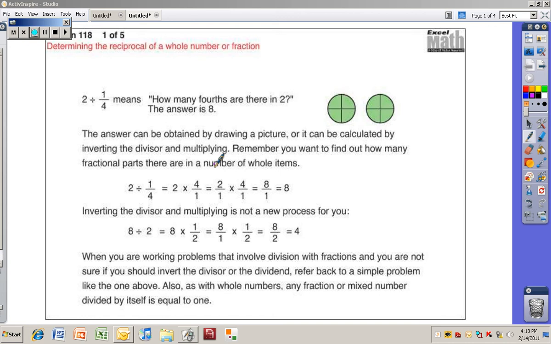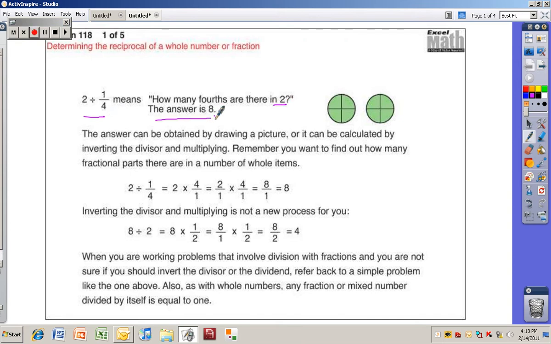Sixth grade Excel, lesson 118, determining the reciprocal of a whole number or a fraction. This is going to be getting into division of fractions. Here we go. 2 divided by 1/4 means how many fourths are there in 2?